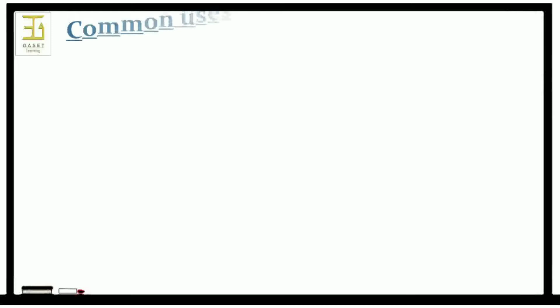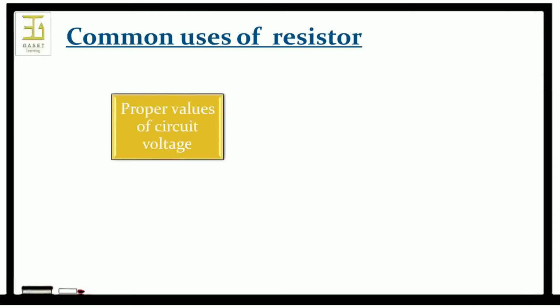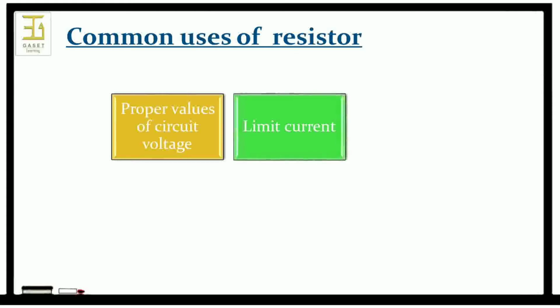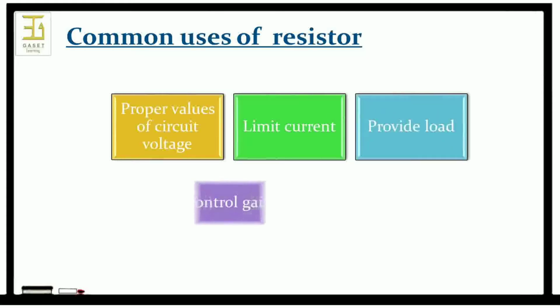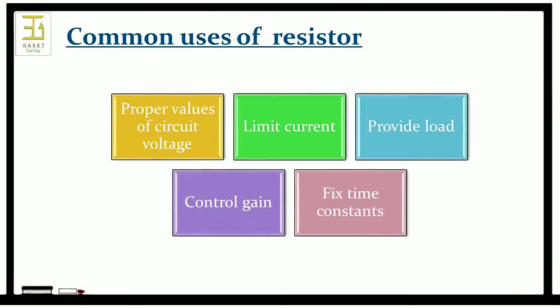What are the common uses of resistors? Mainly 5 common uses. First one is to establish proper values of circuit voltages due to IR drop. Second one is to limit current. And the third one is to provide load. Fourth one is to control gain. And the fifth one is to fix time constants.